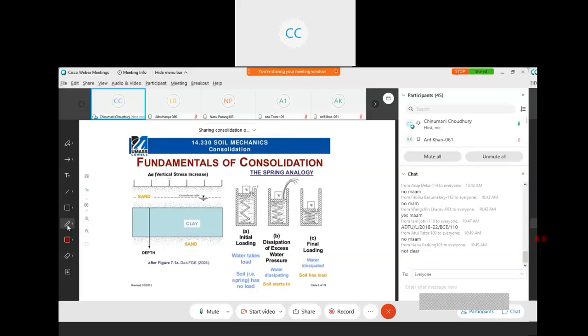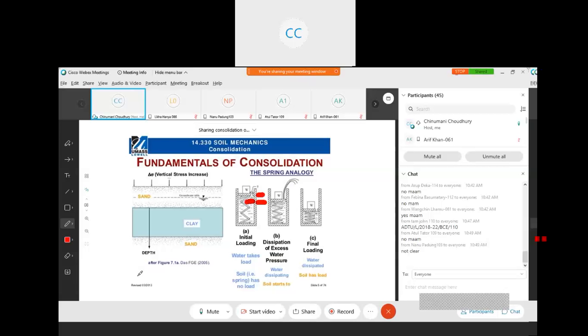See, so when there is squeeze out, what will happen? This water level will come up to here. Initially it was here. When there is some squeezing out of water, it will come to this level. So there will be only spring. That means this entire load will be taken by the spring, isn't it?